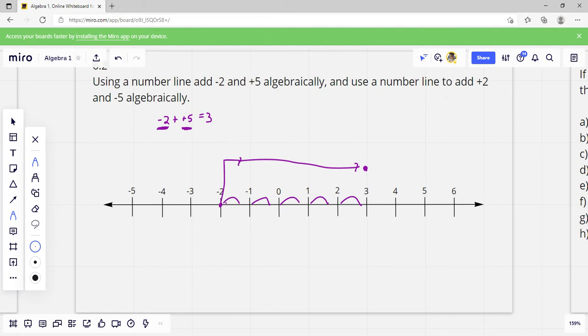All right, this next one is add positive 2 plus negative 5. Okay, so this time we're going to start on positive 2, which is right there, and we're going to go backwards 5. So 1, 2, 3, 4, 5, and we're going to end up at negative 3. Okay, so that one equals negative 3.